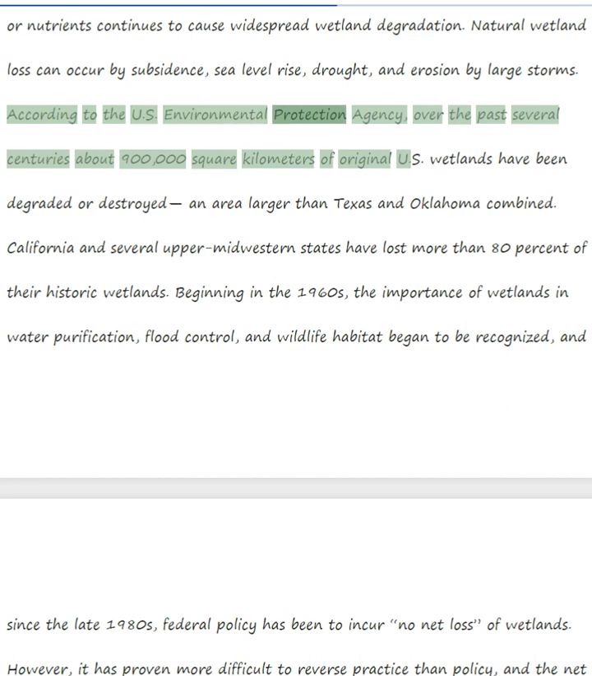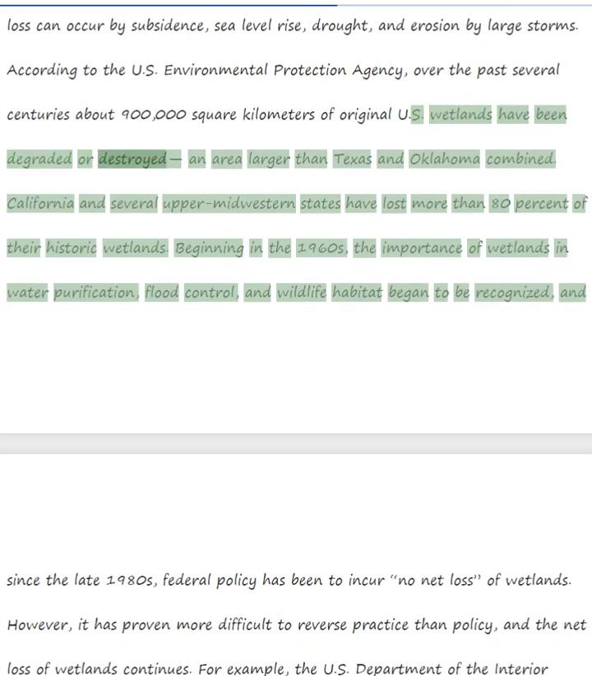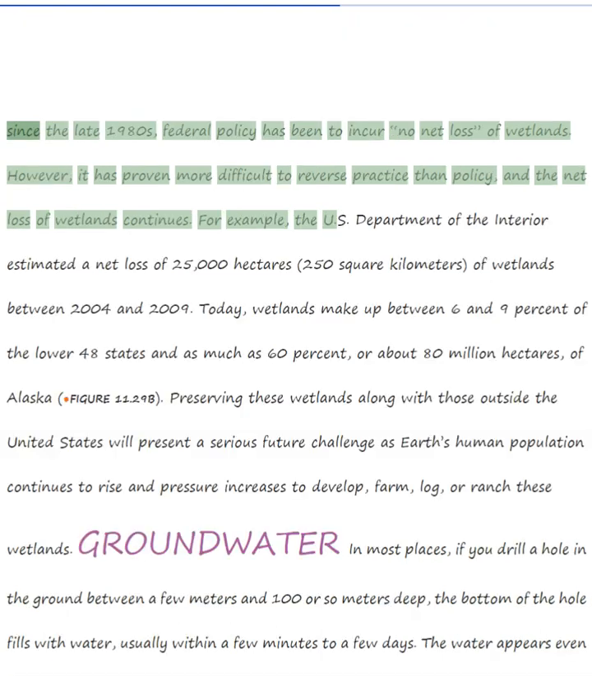According to the U.S. Environmental Protection Agency, over the past several centuries about 900,000 square kilometers of original U.S. wetlands have been degraded or destroyed, an area larger than Texas and Oklahoma combined. California and several upper Midwestern states have lost more than 80% of their historic wetlands. Beginning in the 1960s, the importance of wetlands in water purification, flood control, and wildlife habitat began to be recognized, and since the late 1980s, federal policy has been to incur no net loss of wetlands. However, it has proven more difficult to reverse practice than policy, and the net loss of wetlands continues.